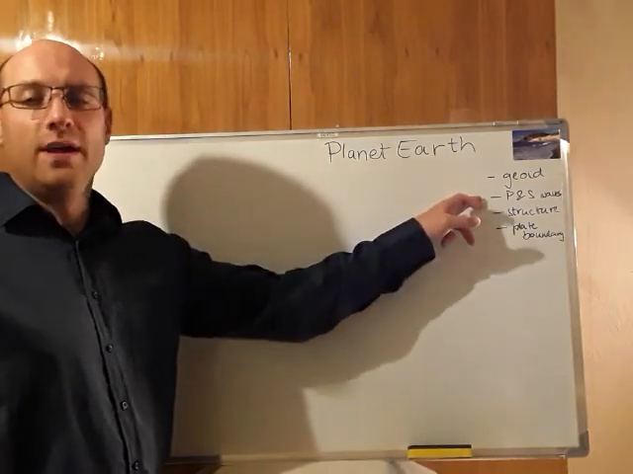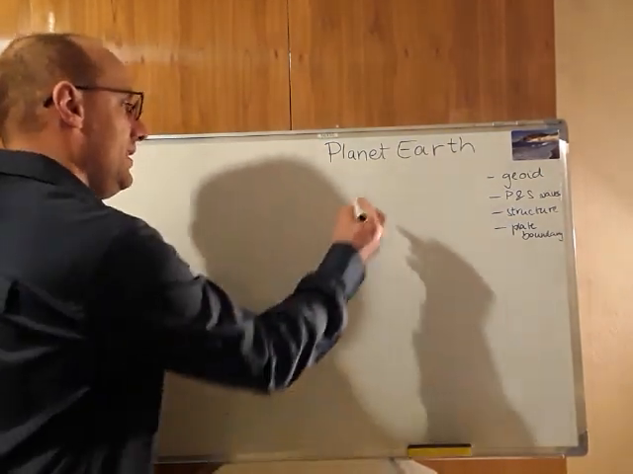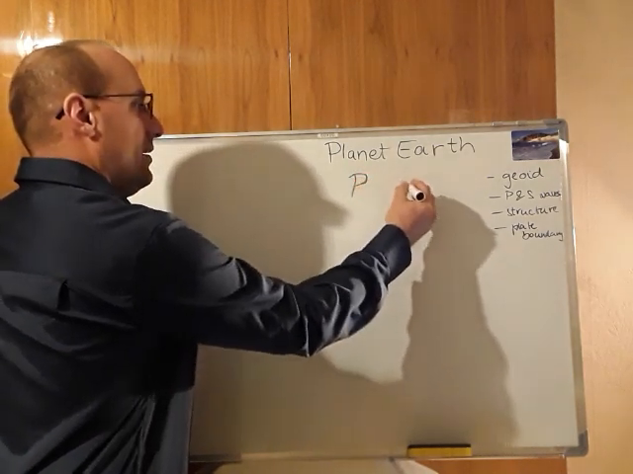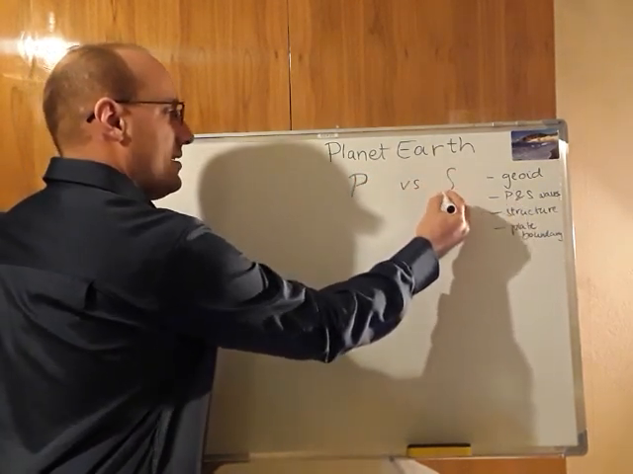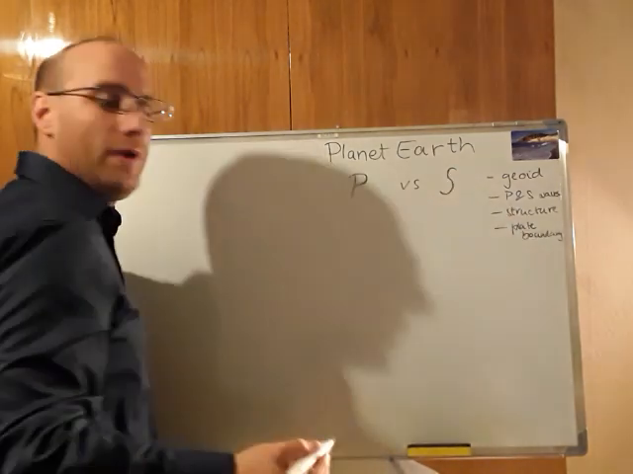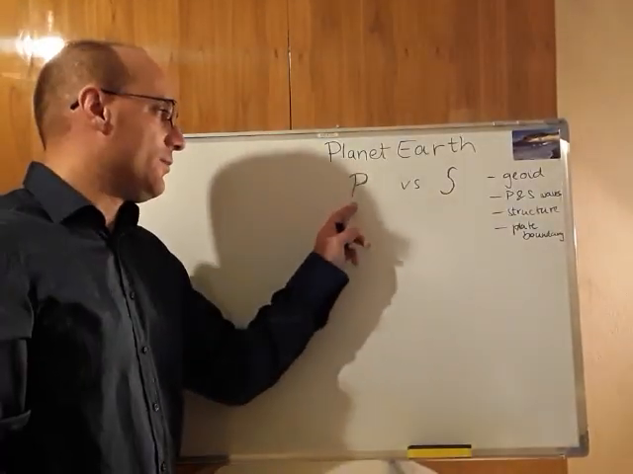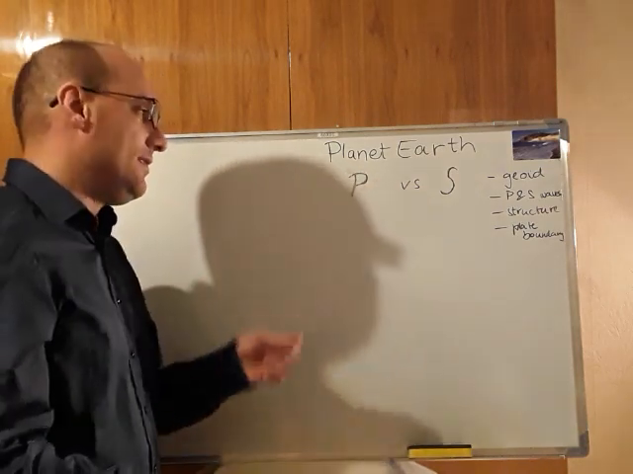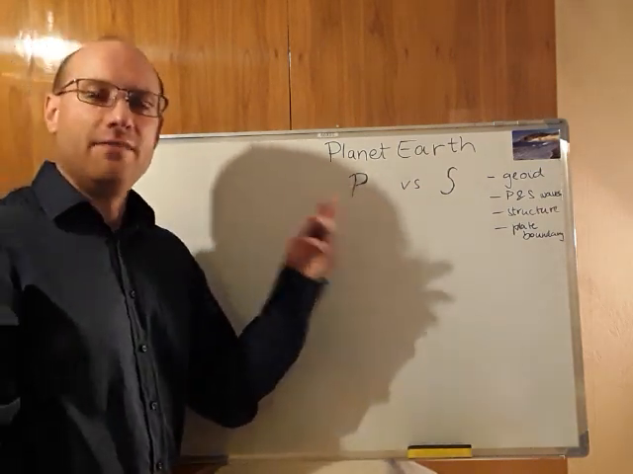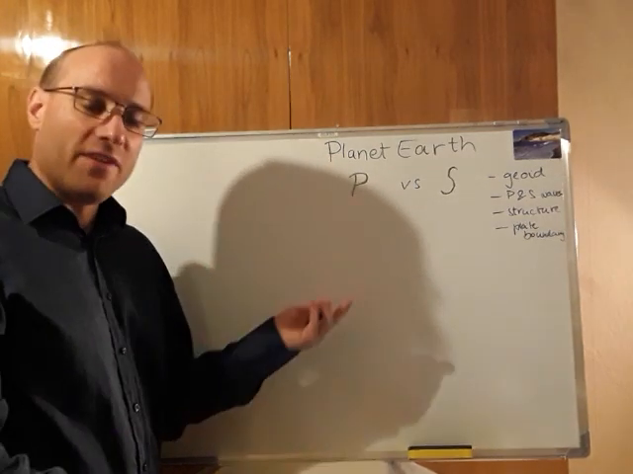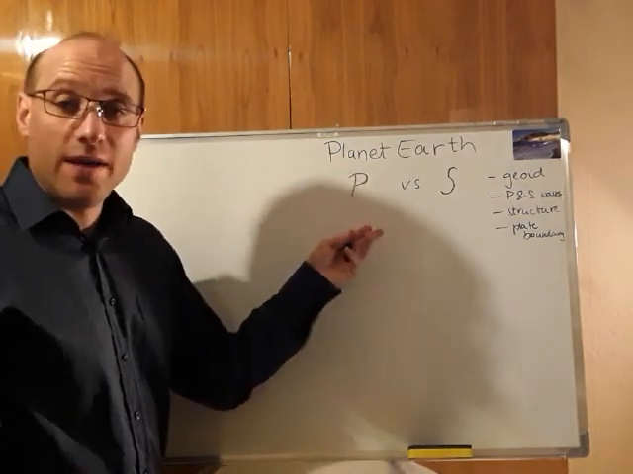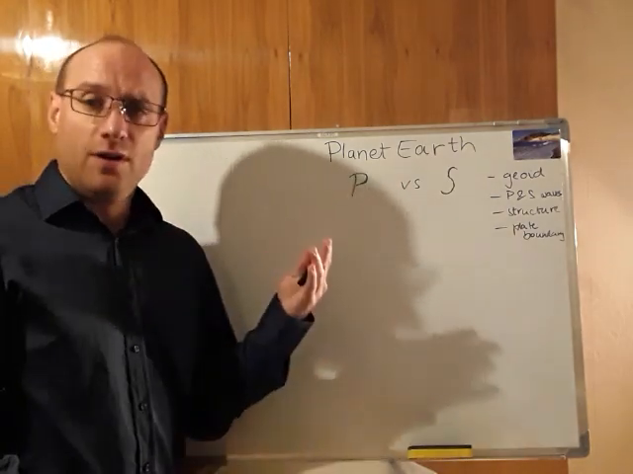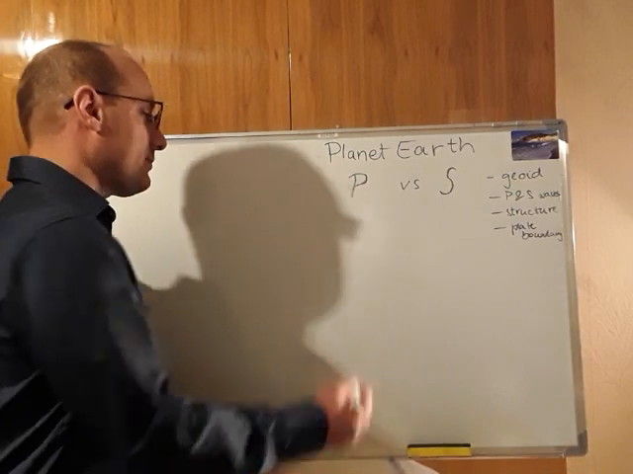The next point is on P and S waves. We've already been speaking quite a bit about what these are, but we can also draw them, and why this is important is because they behave in different ways. They will help us understand earthquakes. They will help us understand what the actual structure of our planet is.